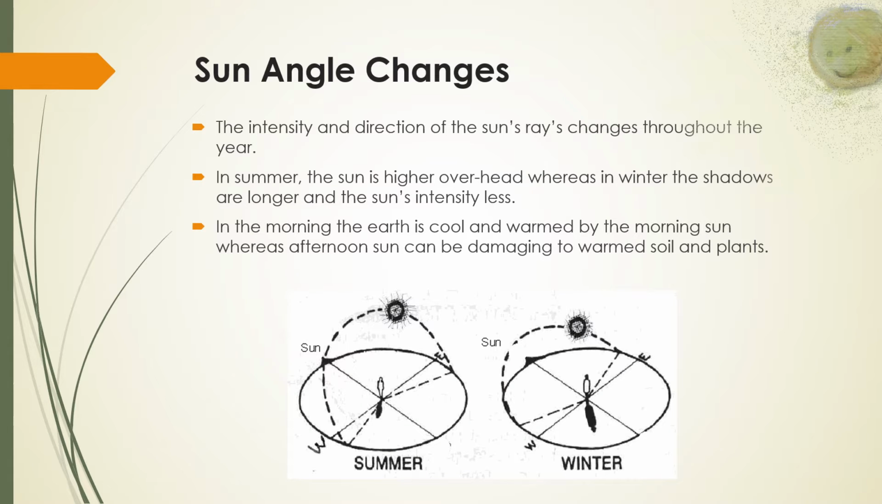The sun changes its angle. Well, the sun doesn't move, but the Earth does. It rotates. So in summer, the sun will be overhead, whereas in winter, when the Earth has moved, the sun appears to be lower, and so you have less solar penetration.